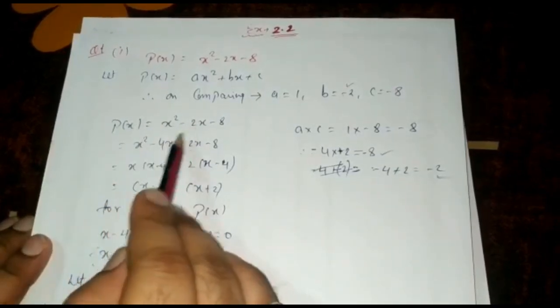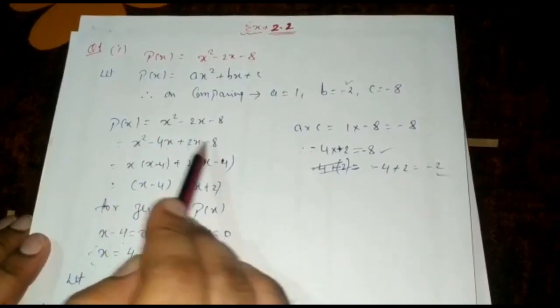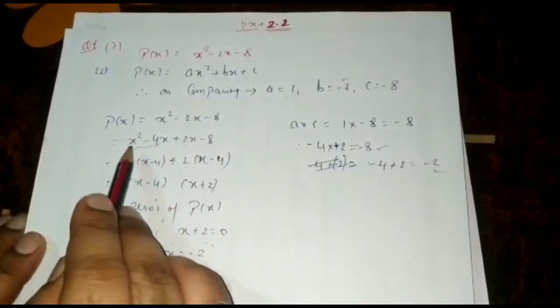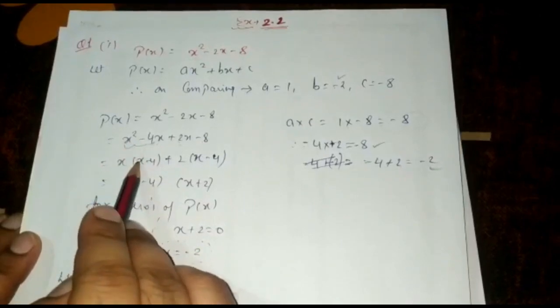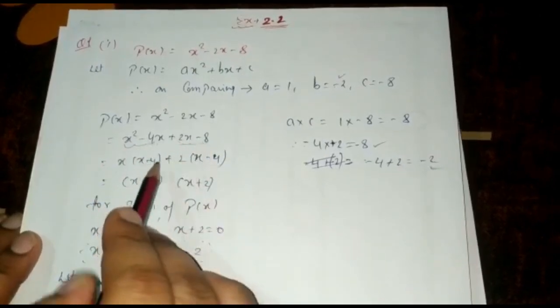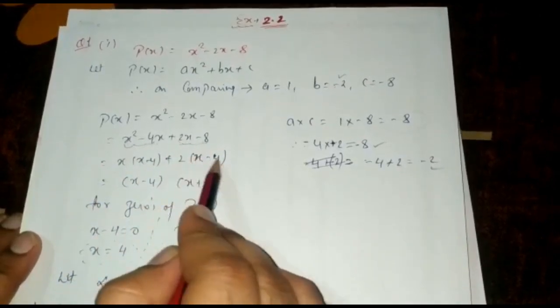So x square minus 4x plus 2x minus 8. What do we have common in this section? Only x. So when we take x common from this, it will become x minus 4. There is also something common, that is 2, and that will be equal to x minus 4.